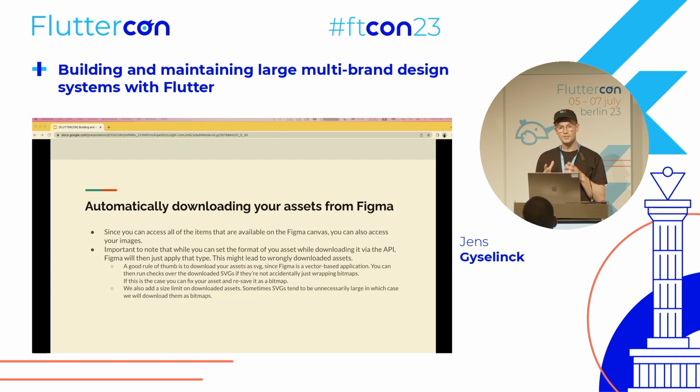But if you are not dealing with an SVG, Figma will do that thing where it wraps a bitmap into an SVG and pretends like it's an SVG. So we had to build a check to detect those and then re-download those as bitmaps. But also, if you have really large SVGs, they tend to slow your page transitions because they're just too heavy. So we also have a size limit on what we download as SVG. And if we go over that size limit, we also download it as a bitmap.